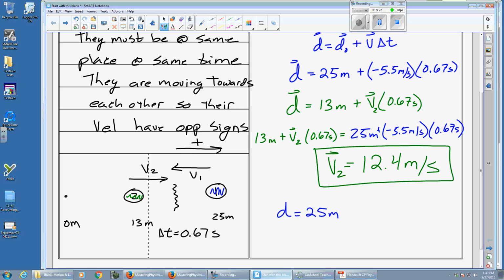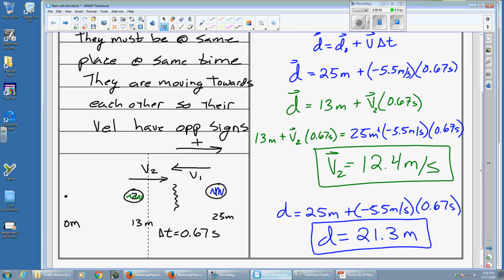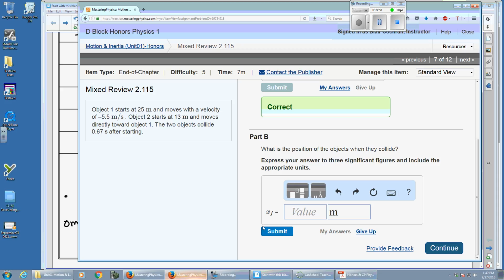25 meters plus negative. And I get 21.3 meters. Well, that makes sense because that's between 25 and 13, right? So logically, at least it's between where the two start. Let's see if it's right then.